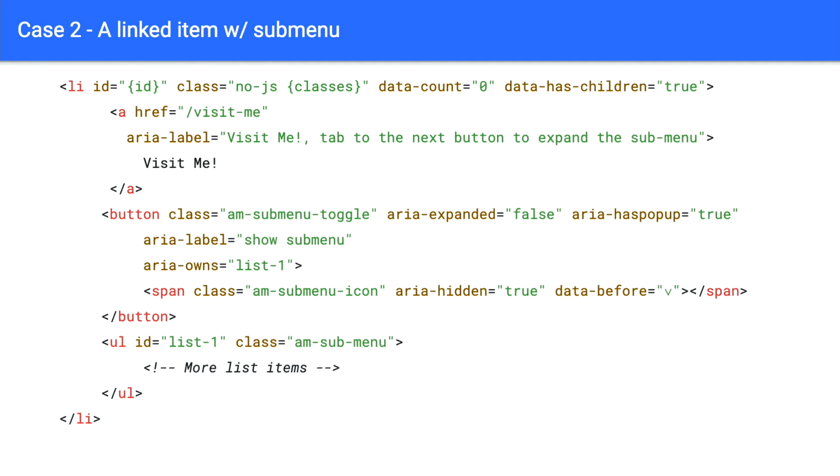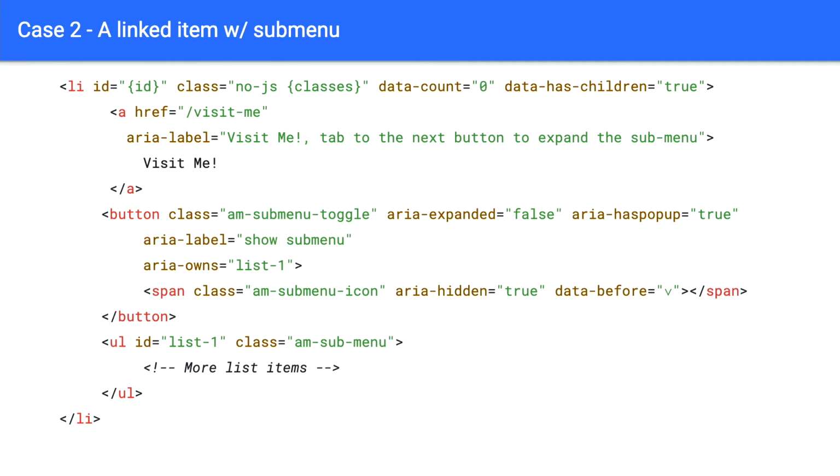It has an ARIA label that tells somebody with a screen reader that, oh, not only can you visit me at this link, but if you go to the next thing, that's going to reveal some more stuff to you. You can tab over to the next button. There's a button there, I promise. And if you click on it or open it somehow, you will get more information.